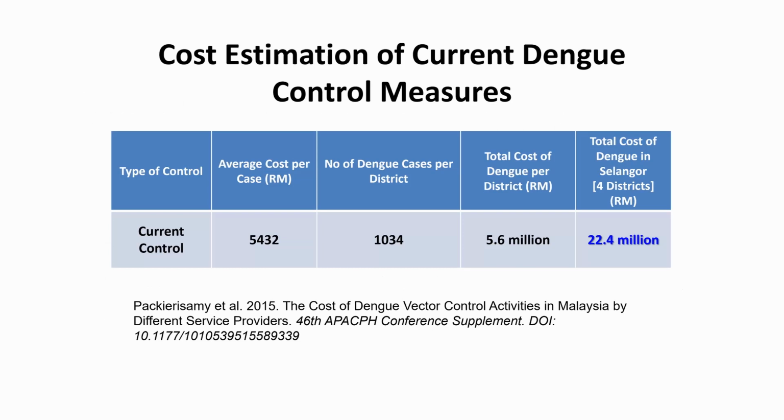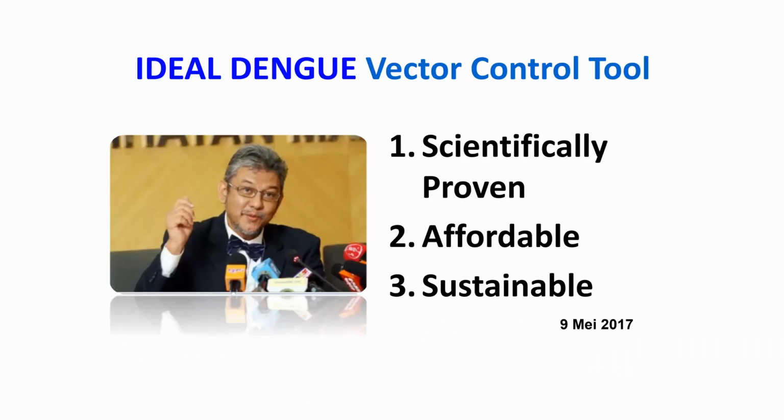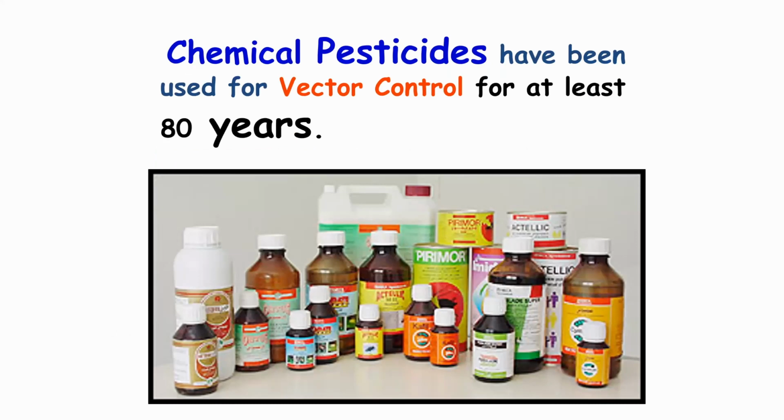The cost estimation of current dengue control measures in Malaysia in 4 hotspot districts is 22.4 billion, which is equivalent to US 5 million. For information, in Malaysia we have hundreds of districts and hundreds of hotspots. This indicates that controlling dengue is not chicken feed. The DDG of the Ministry of Health said that an ideal dengue vector control tool needs to be scientifically proven, affordable, and sustainable. And chemical pesticides have been used for vector control for at least 80 years.